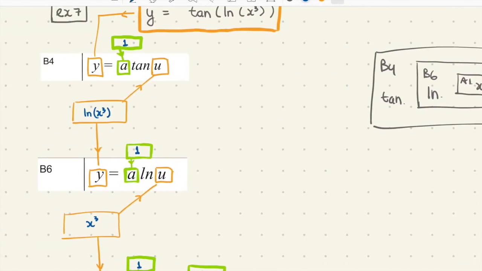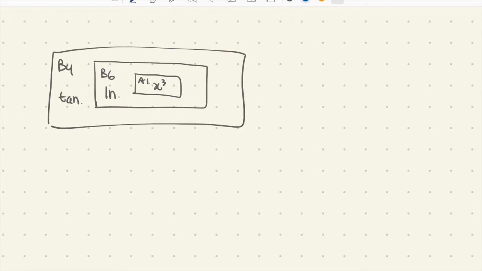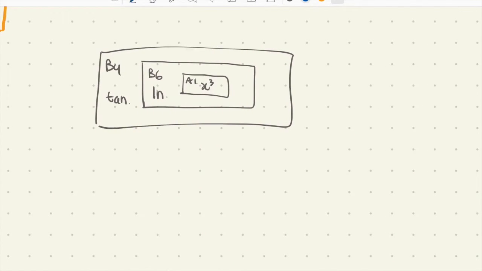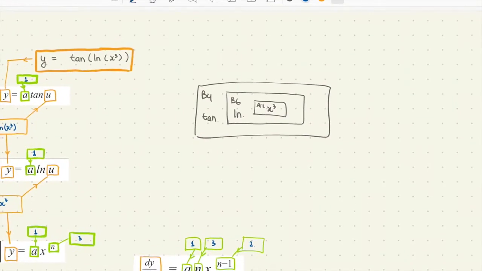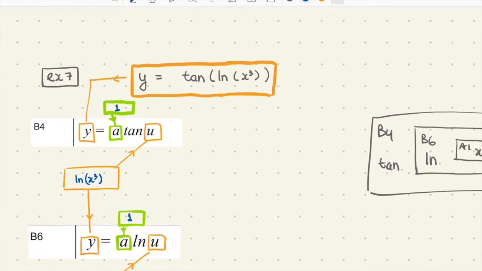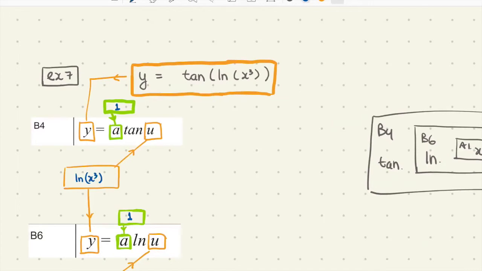We apply the formula from the inside to outside. The first one we apply is A1, after that B6, and after that B4. That's how we solve the question in example 7.